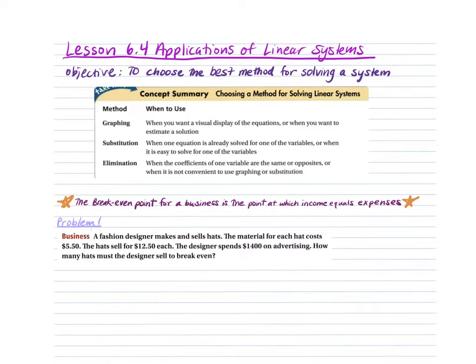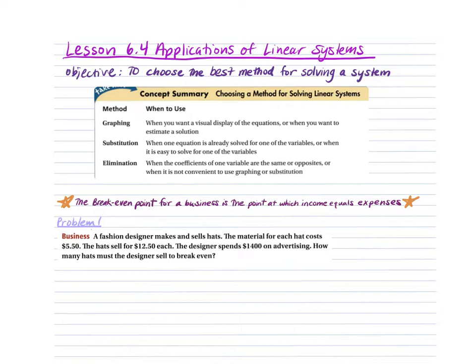So this first problem says that a fashion designer is making and selling hats. The material for each hat costs $5.50. The hats sell for $12.50 each. The designer spends $1,400 on advertising. How many hats must the designer sell to break even? Okay, so break even here means right where income is equal to expenses.